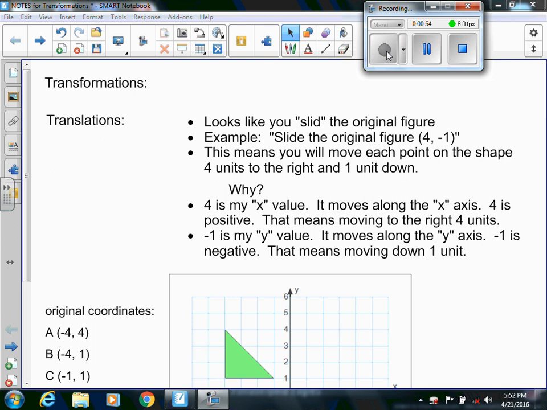Remember that 4 is my x value. Right here, this is my x value in an ordered pair, and it's positive, so that means I'm going to go 4 places to the right along the x-axis. The -1 is my y value right here, which means I'm going to go down the y-axis, because it's negative. That's what we're doing there.